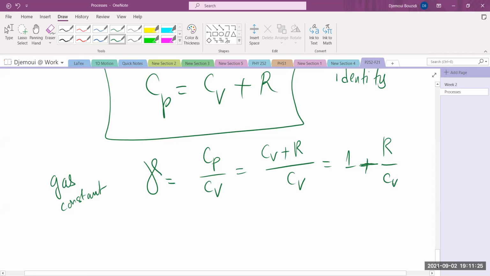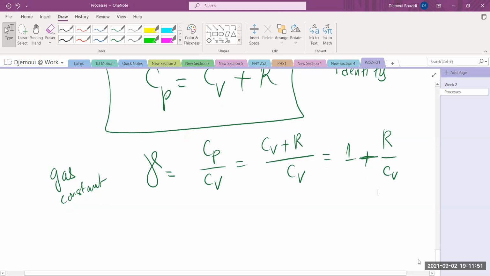If they give you gamma, you can find Cv. And if you can't find Cv, you can find Cp. So any of these numbers are good enough for you. When you're doing homework problems or exams, any one of these things that is given to you, you're in good shape. You don't need something else. You're good. Okay?